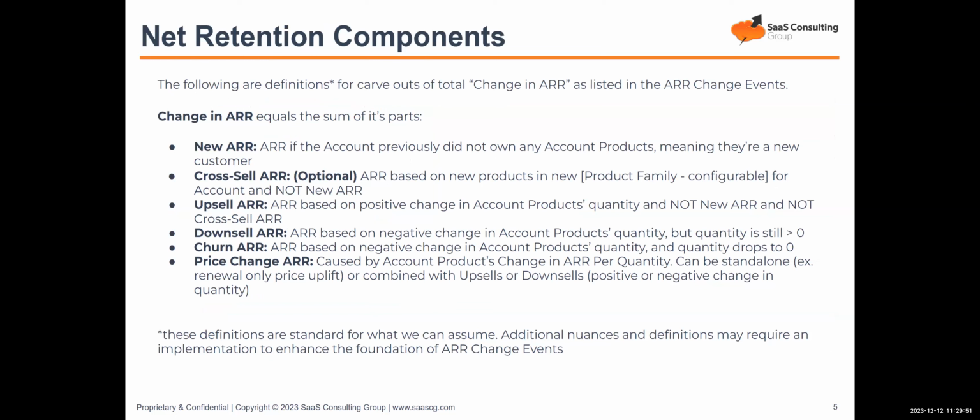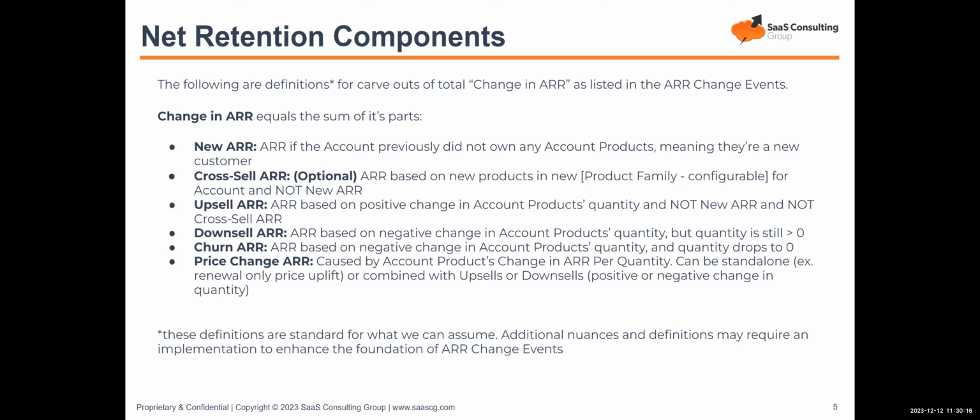But what we have here is the total change in ARR for each change event, and it's broken down and equals the sum of its parts. So the sum of its parts equal the total change in ARR for that change event. So new ARR, this is pretty straightforward. It'll track the full ARR for that transaction if the customer is a prospect.